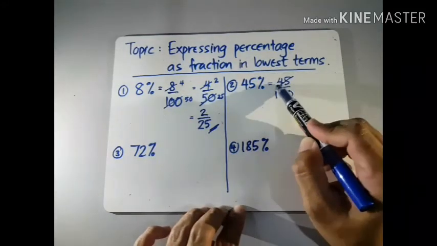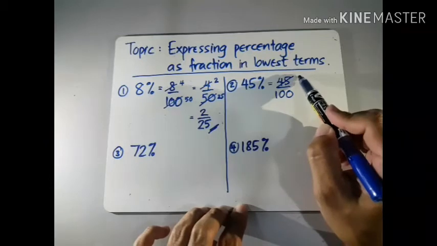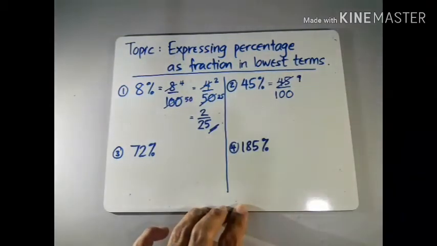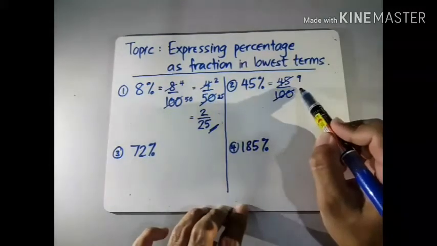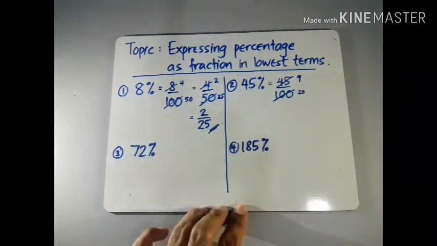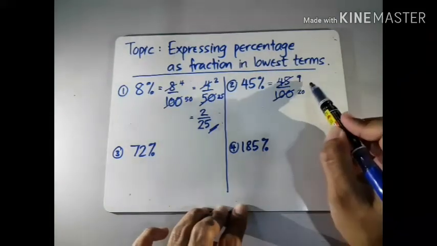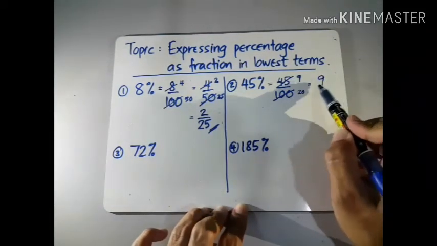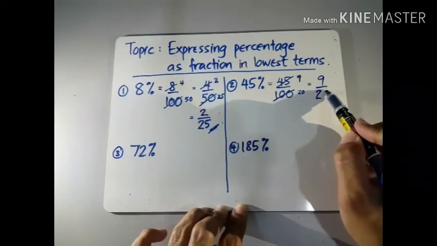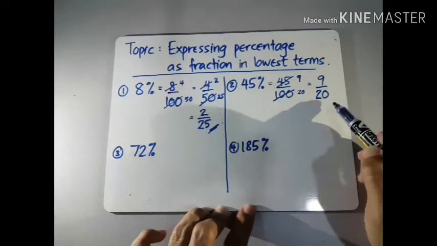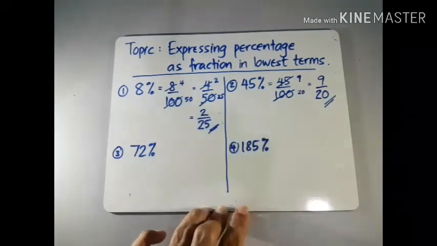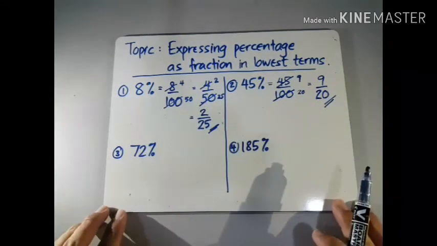So 45, if you divide by 5, you will get 9, isn't it? And 100, you can divide by 5 to get 20. So that our answer is 9 out of 20. Can you still make it smaller? I don't think so. Okay, so that's our final answer, 9 over 20. Sorry, 9 out of 20.